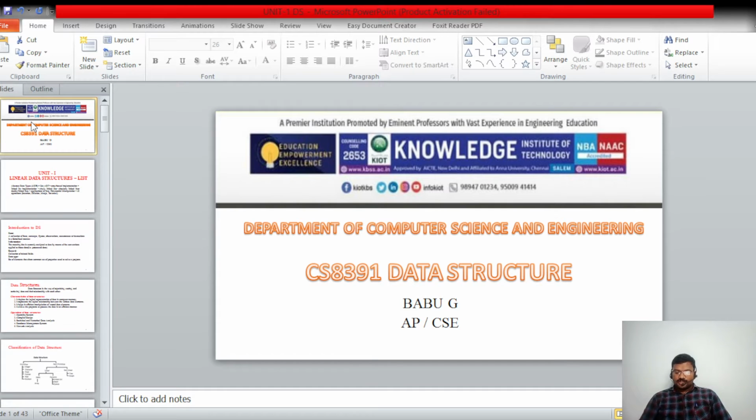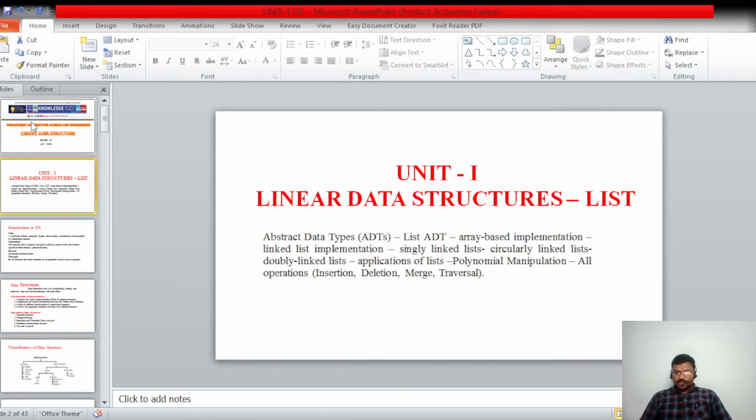In data structure, the first unit covers the following topics. The first unit is linear data structure, which includes list ADT, array-based implementation, linked list implementation, singly linked list, circularly linked list, doubly linked list, and applications of list, polynomial manipulations and its operations. These are all the topics we will cover under unit 1.